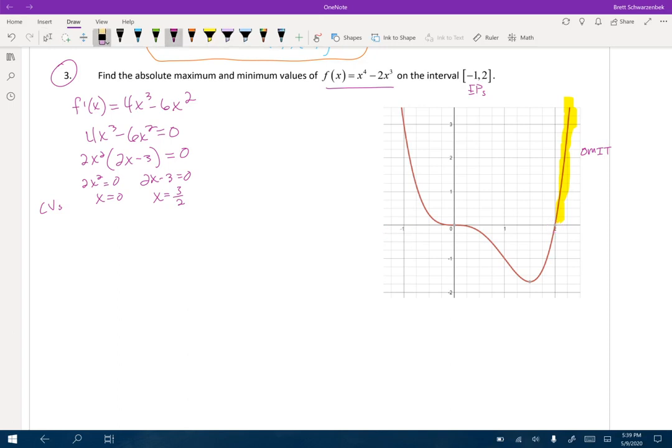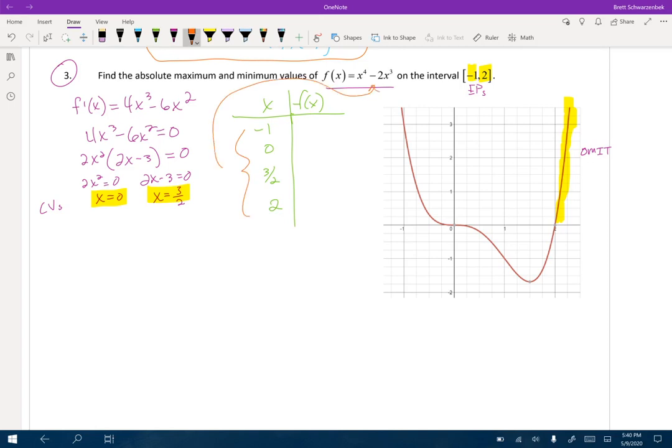Okay, so once we have our critical values, we now have 4 possible values. We have -1, we have 2, we have 0, and we have 3 halves as the values we must test. So what do we do? We create basically an xy table, but we'll call it f of x. We start with our first endpoint, -1. We go to our next values in order, and then we go to our last value of 2, our last endpoint. Again, we take all of these values and we sub into the original equation.